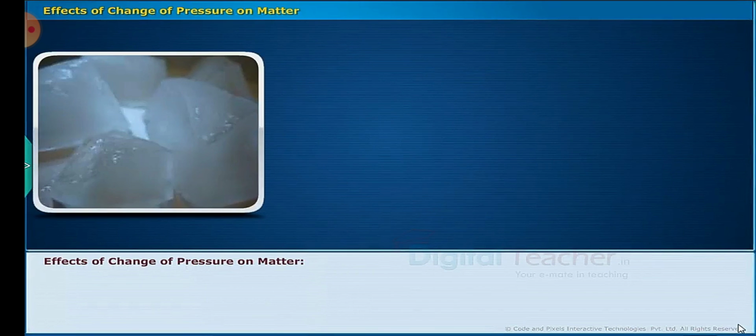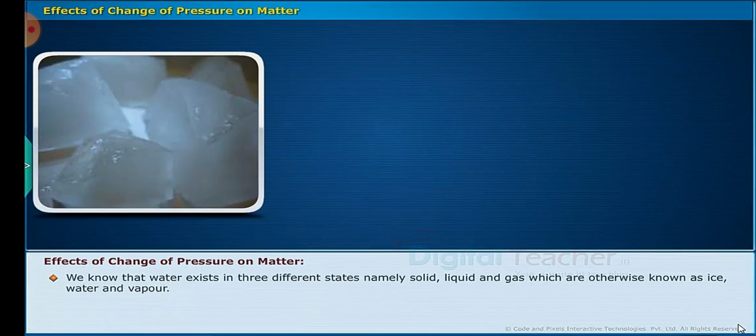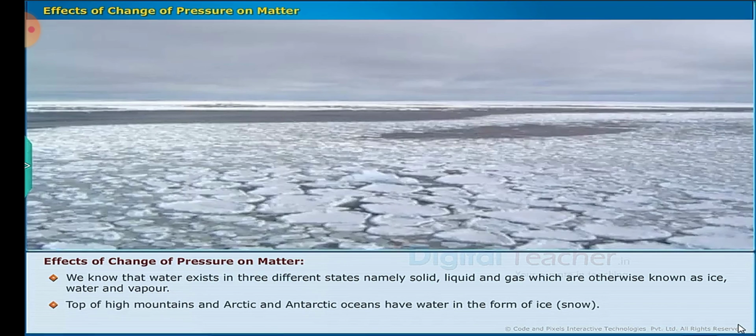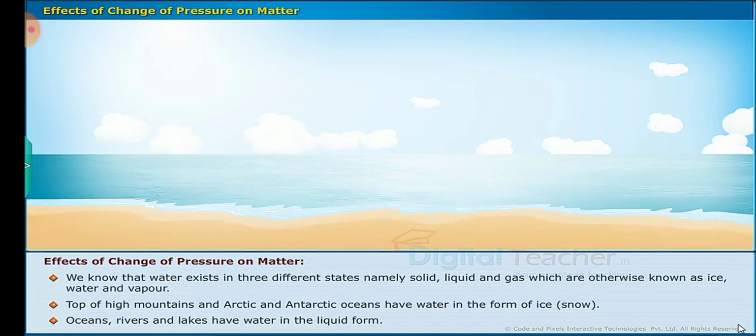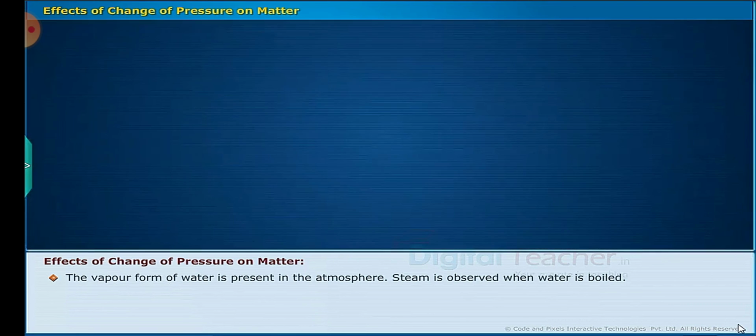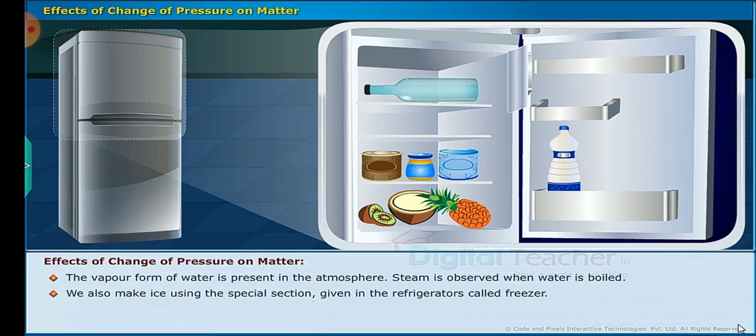Effects of change of pressure on matter. We know that water exists in 3 different states, namely solid, liquid and gas, which are otherwise known as ice, water and vapor. Tops of high mountains and Arctic and Antarctic oceans have water in the form of ice, that is snow. Oceans, rivers and lakes have water in the liquid form. The vapor form of water is present in the atmosphere. Steam is observed when water is boiled. We also make ice using the special section given in refrigerators called the freezer.